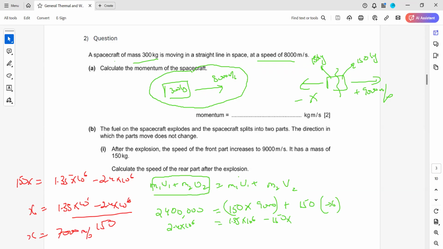Is this one clear, how we worked out the speed of the rear part? Anyone having a doubt or a question till this point? If your answer is 7,000, yes, I wrote the rounded-off answer. 7,333, that's fine, that will be the exact value. I just rounded off the final answer, but it's fine, 7,300.